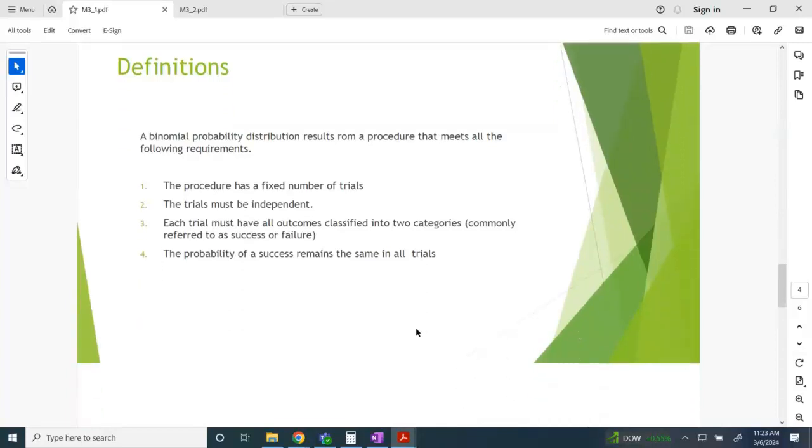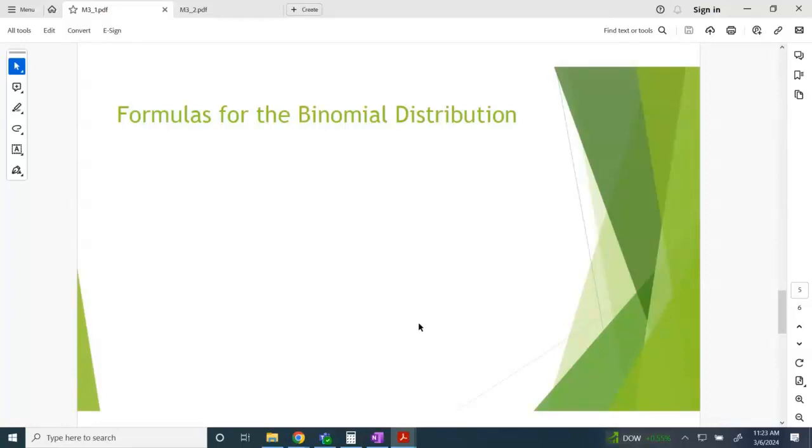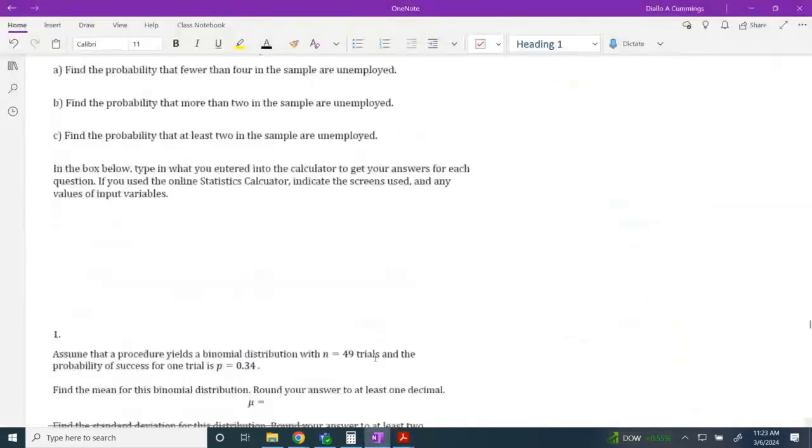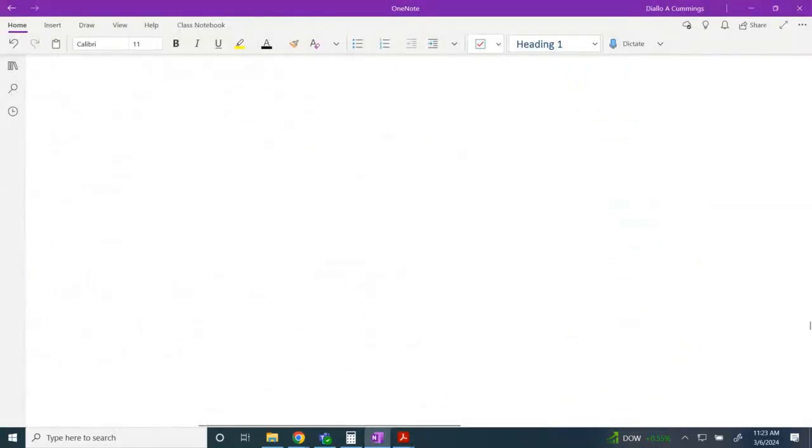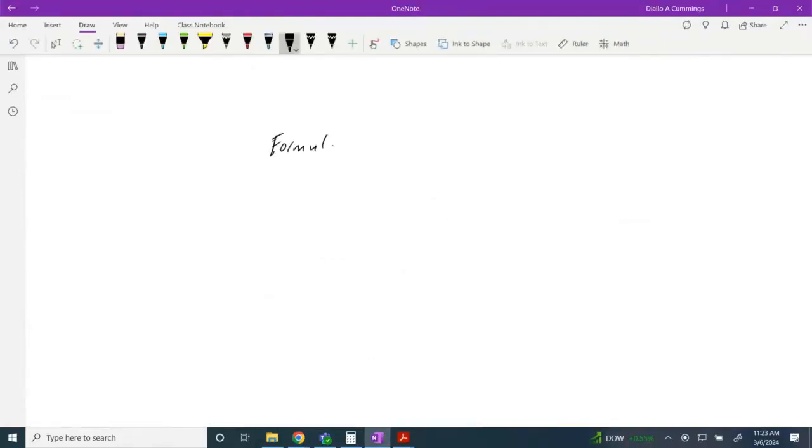All right, now we're going to take a look at some formulas for the binomial distribution. Now, for whatever reason, the formula didn't print out on this page, so we're going to write those in. So I'm going to just bring up OneNote, and I'm going to do that over here. So here are the formulas for the binomial distribution.